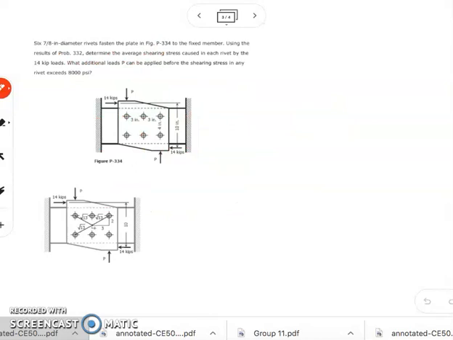For problem number 3, 6 7 over 8 inch diameter rivets fasten the plate as shown in our figure. Using the result from our previous problem, determine the average shearing stress caused in each rivet by the 14 kips load. What additional load P can be applied before the shearing stress in any rivet exceeds 8,000 psi?